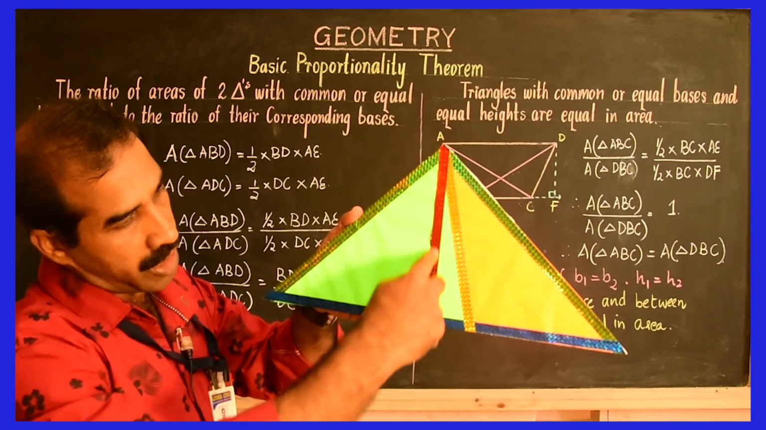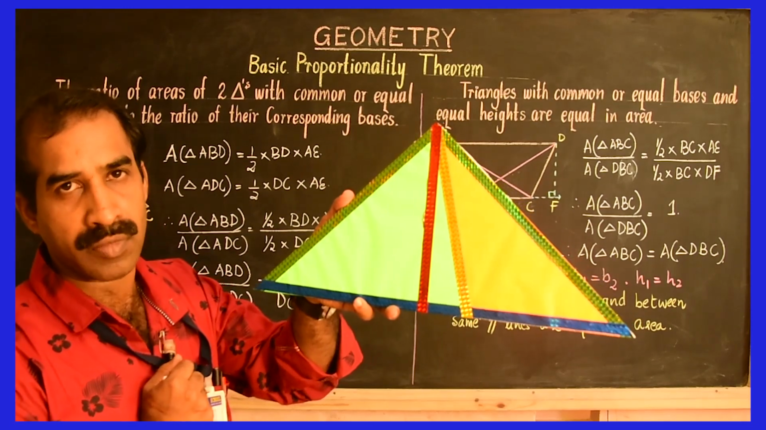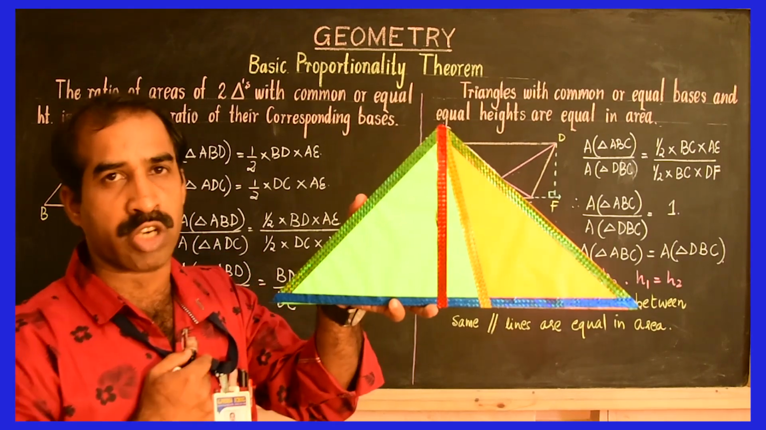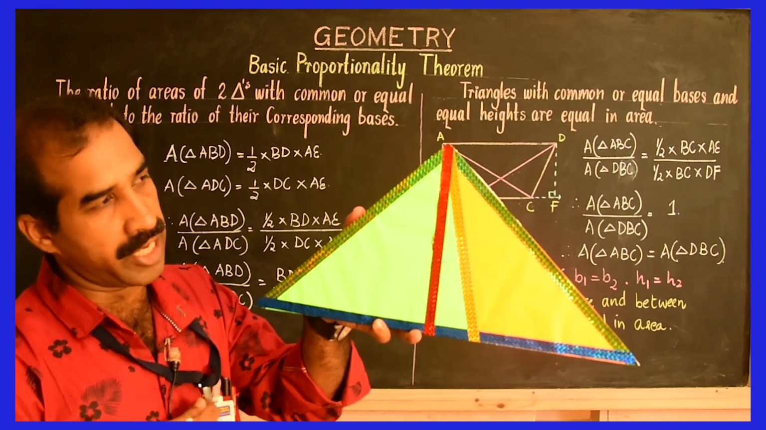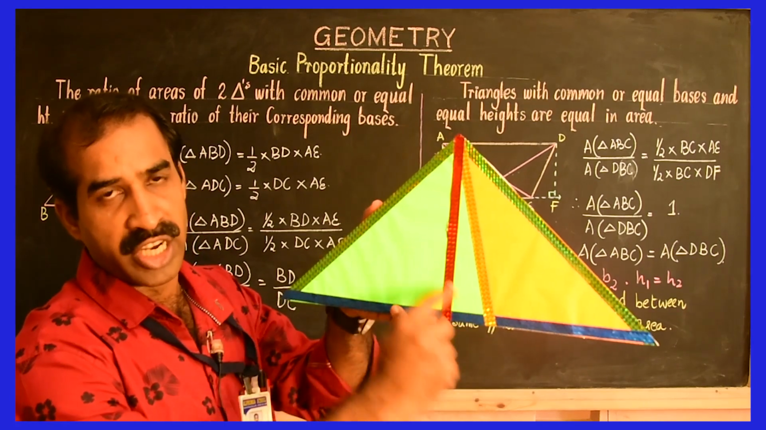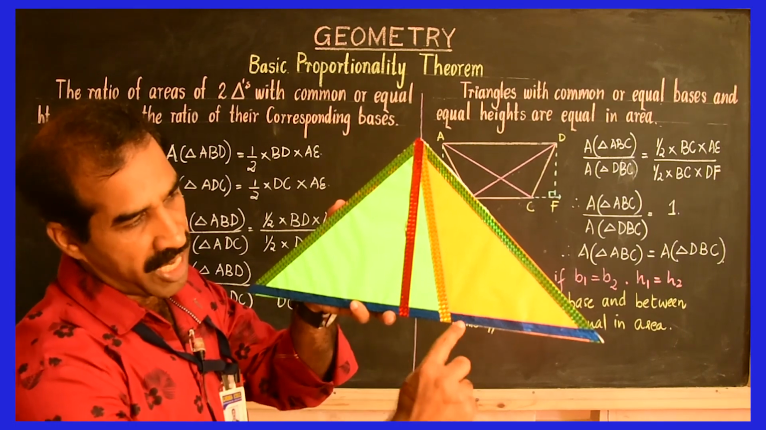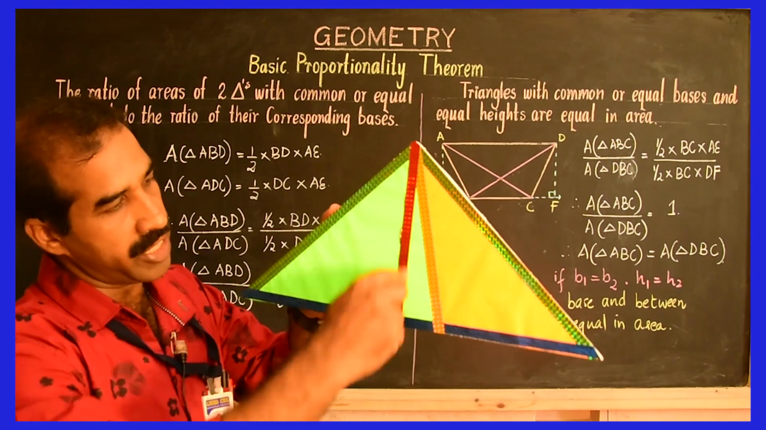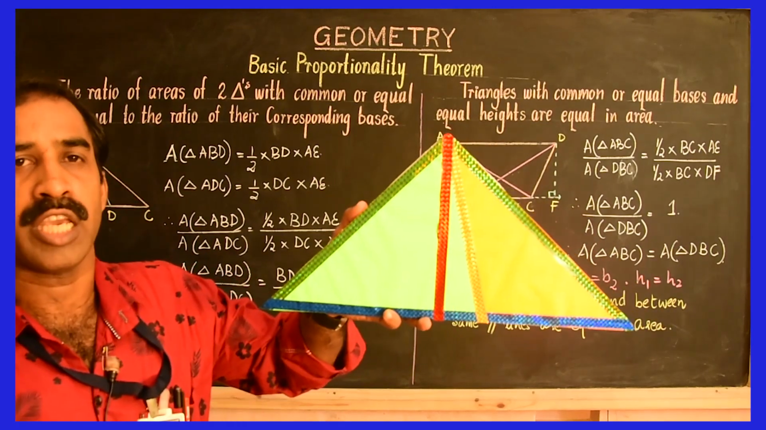Now draw perpendicular AE, perpendicular to the base BC. This perpendicular AE, shown with the red strip, becomes a height for all the three triangles. That is, AE is perpendicular to base BD in triangle ABD, AE is perpendicular to base DC in triangle ADC, and AE is perpendicular to base BC in the original triangle ABC.